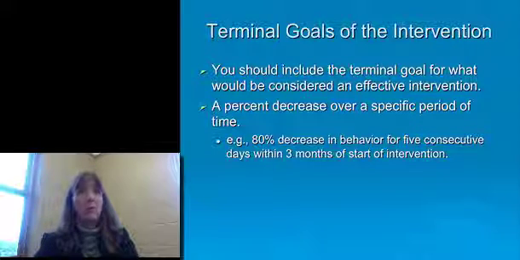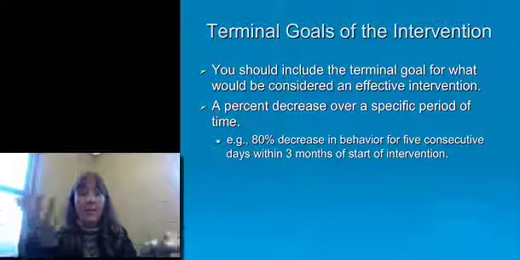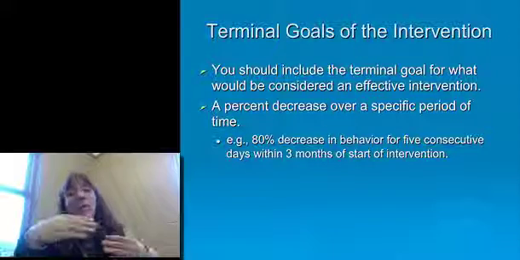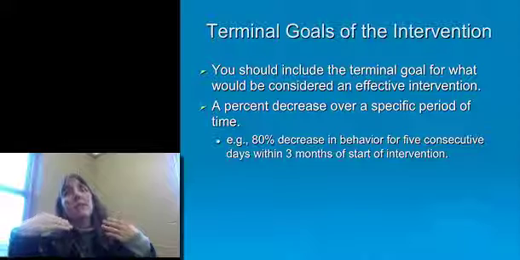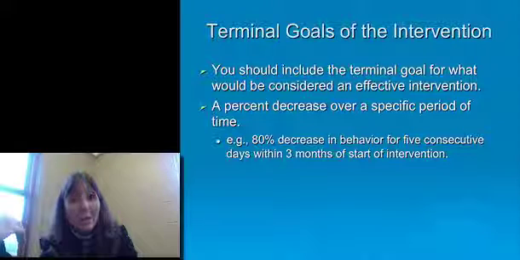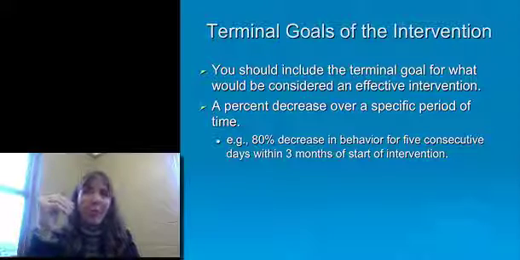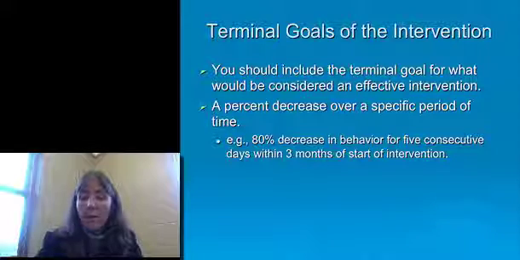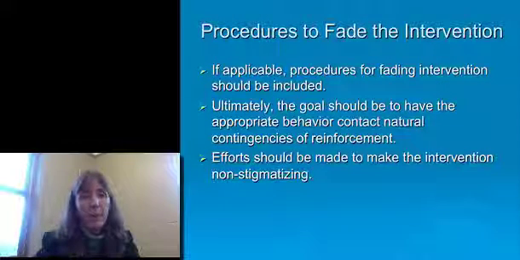Terminal goals of the intervention. What are you aiming for? Is it 0? Is it an 80% reduction over 3 months? What are the behaviors and what does the criteria need to be? If it's aggression toward peers, we need to get down to 0 levels. If it's stereotypy, we need to bring it down so it is not interfering with work. So that's going to determine the kind of goal that we develop for the behavior.